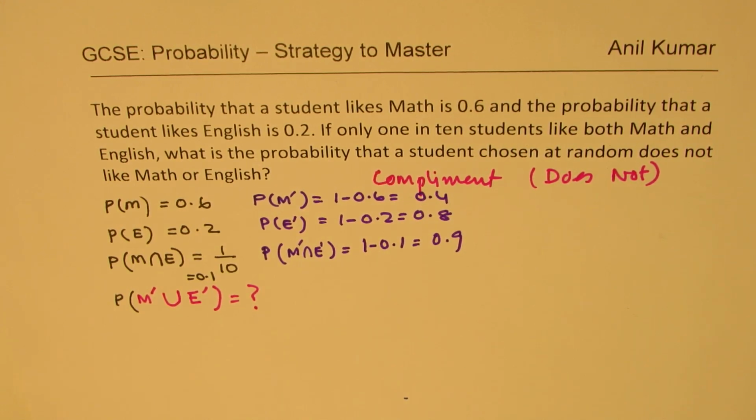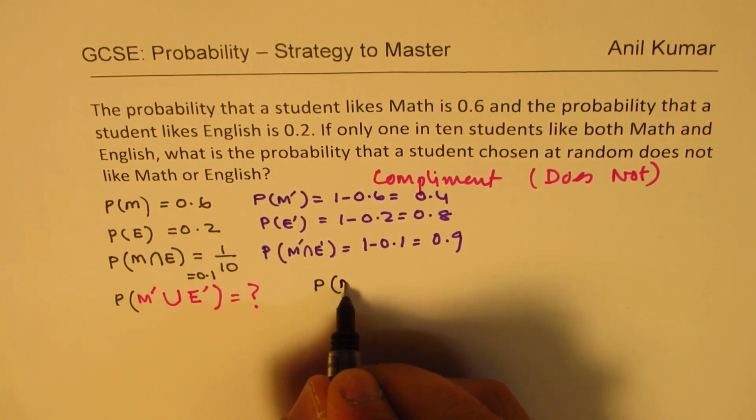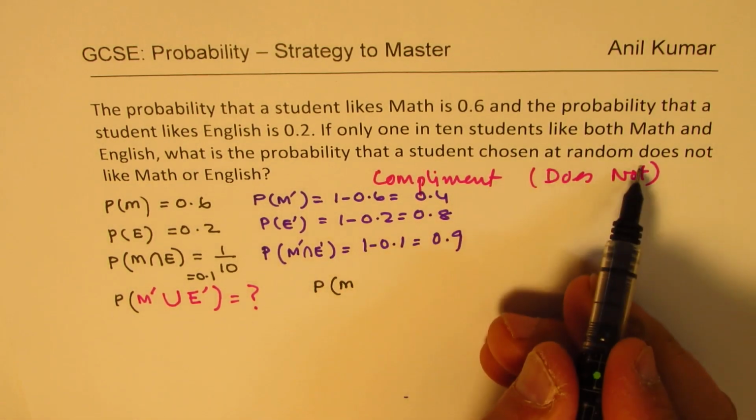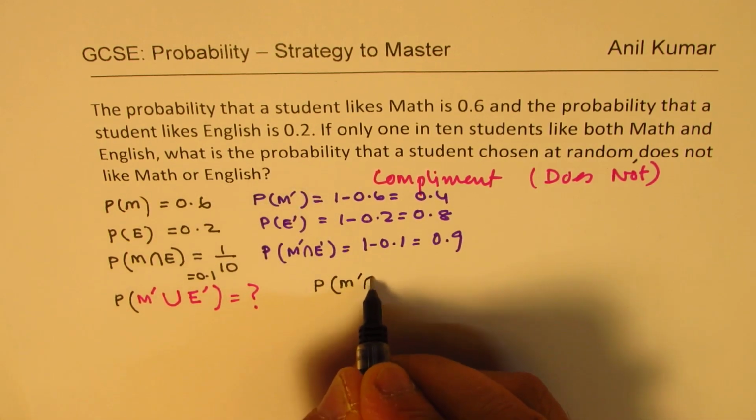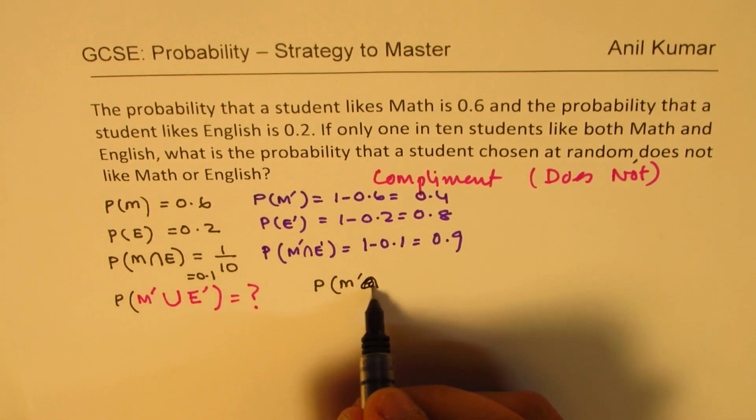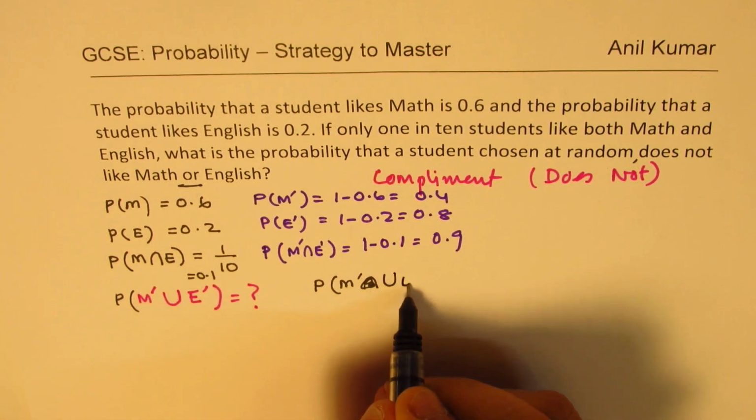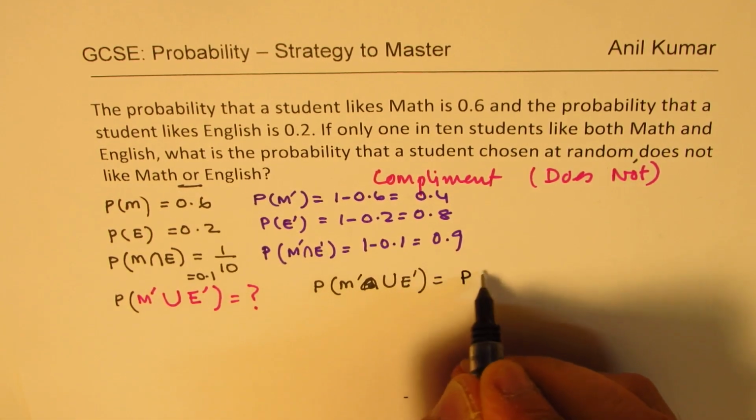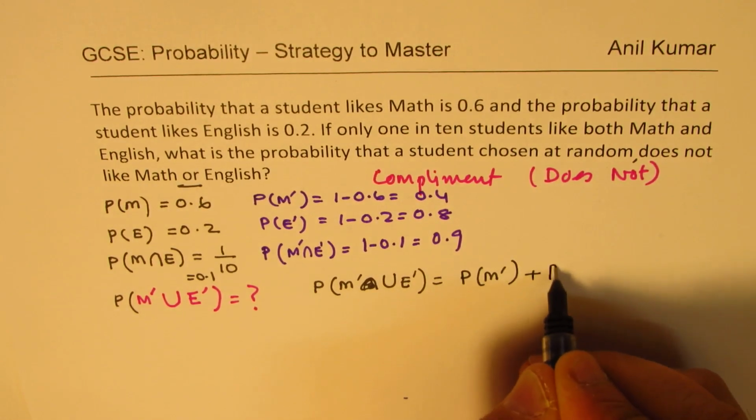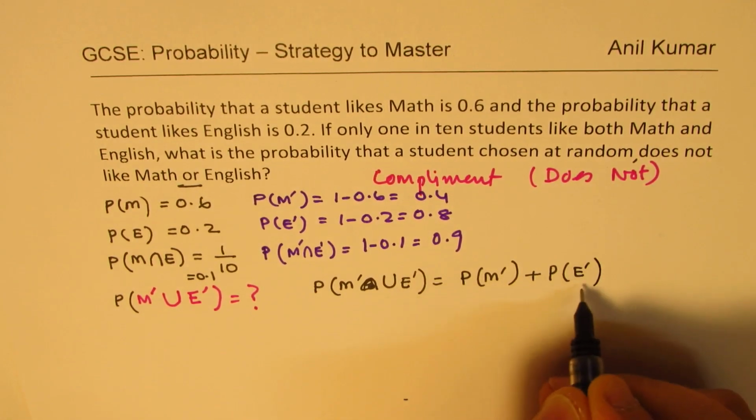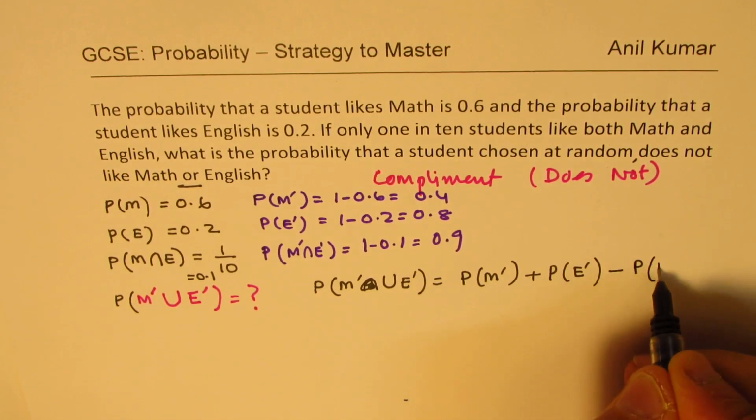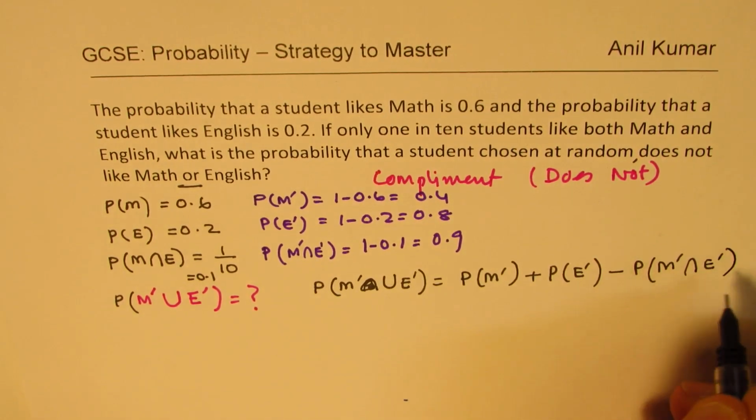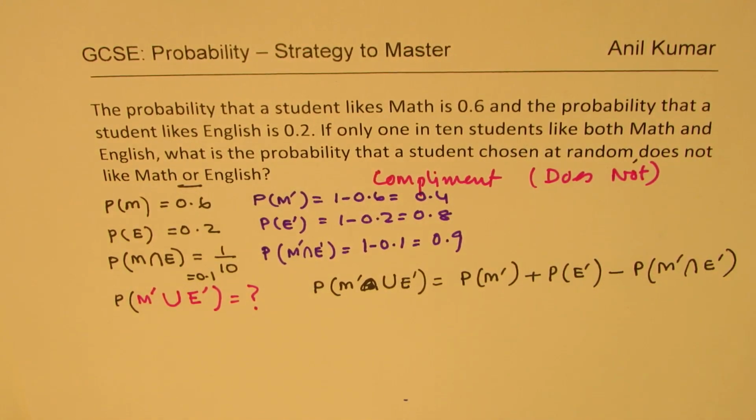And now I think we can continue and answer this question. So what do we want? We want the probability that a student chosen at random does not like math or English. Or means union, right? Union English. So that basically means he does not like math, right? And he does not like English. We have counted those who like both, the intersection, twice. So we have to take away the intersection of this, right? Since that has been counted twice, right?